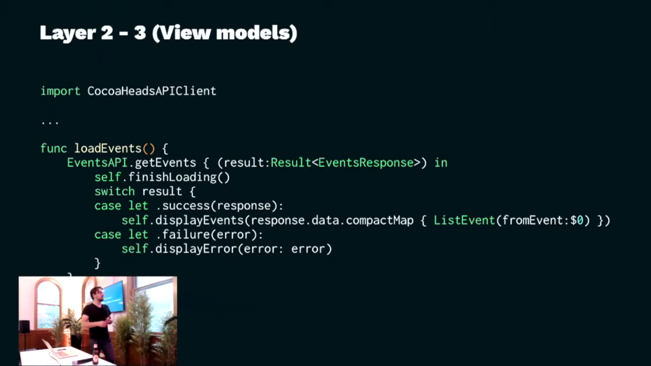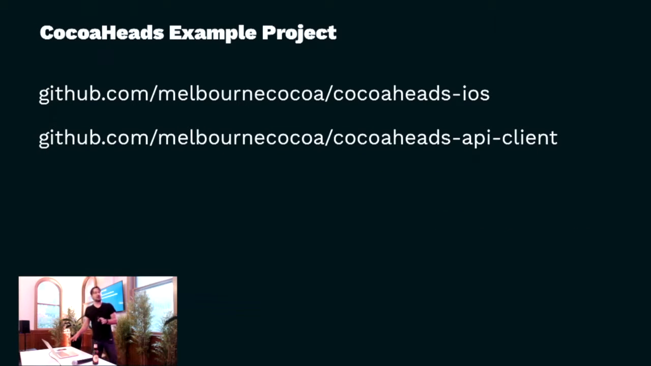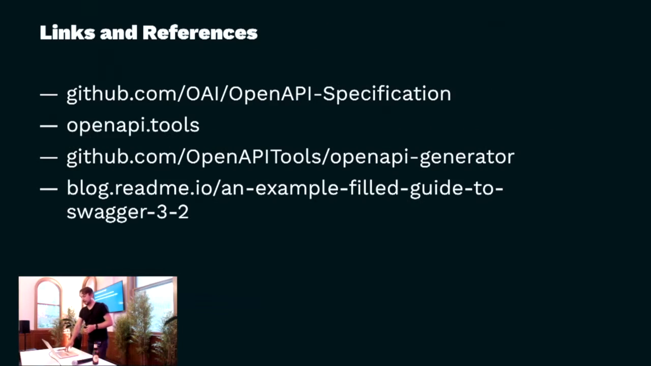So I guess my point is it's very low touch. I can generate this API client, include it, extend it, and I don't really have to worry about it too much. These two things are up on GitHub, CocoaHeads iOS and API client. They reference each other. They work really simply. I've got some good links here to the OpenAPI specification, OpenAPI tools, the OpenAPI generator, and there's a good README here on the difference between Swagger 2 and Swagger 3.